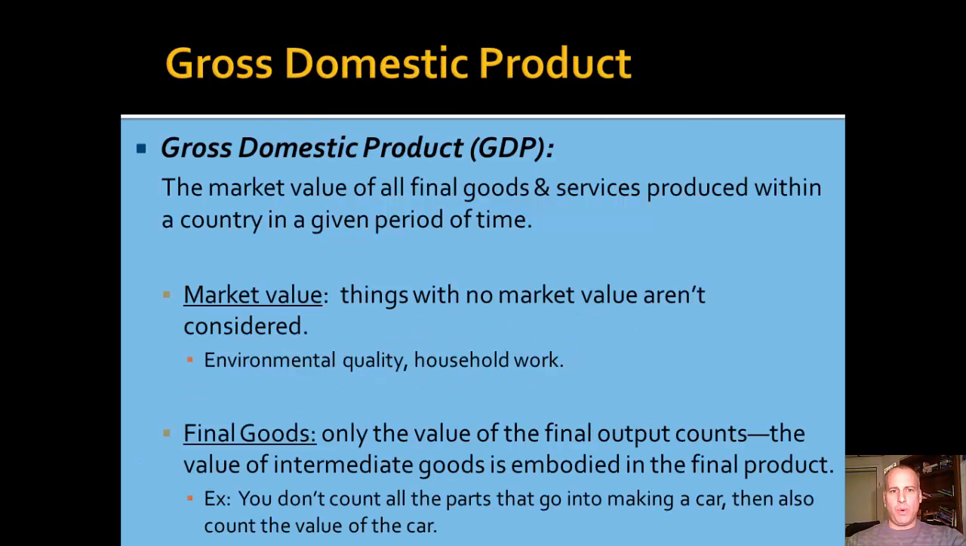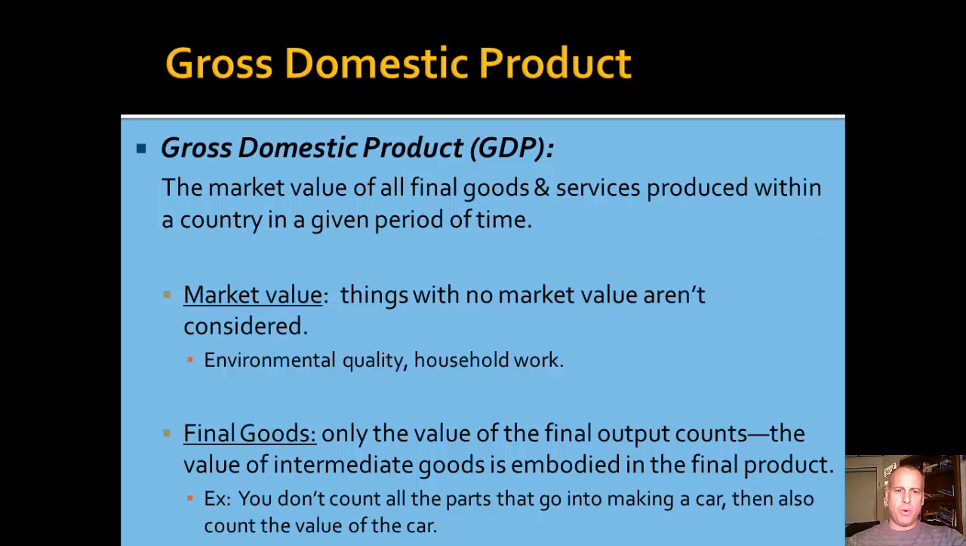So let's define what we mean by gross domestic product. Gross domestic product is the market value of all final goods and services produced within a country in a given period of time. So we begin by parsing this and looking at all the different pieces of the definition and trying to bring some clarity to it.